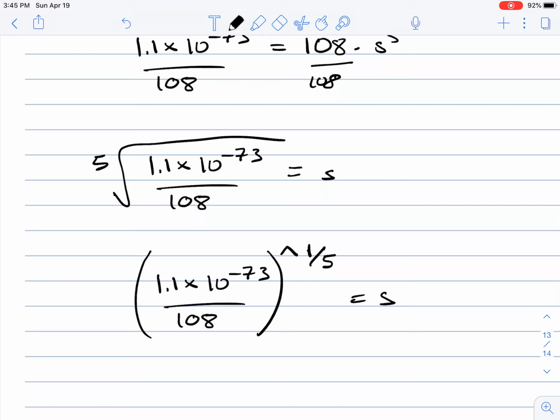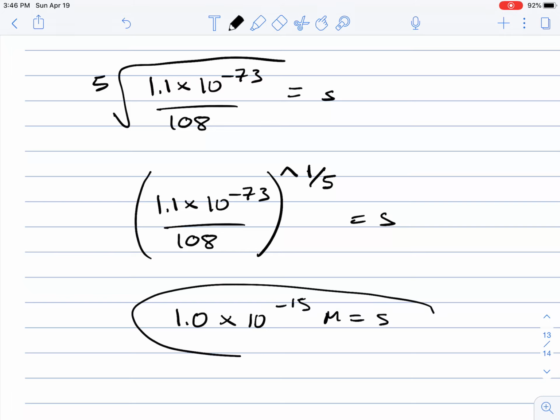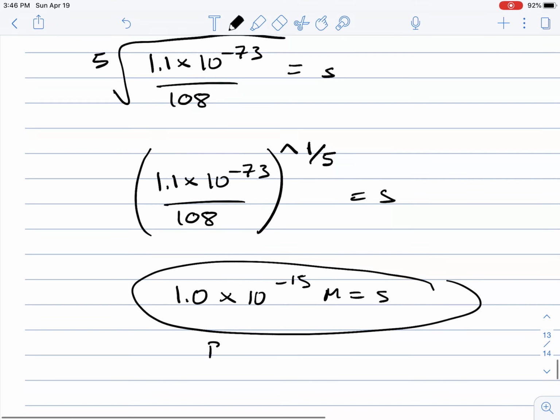So I have 1.1 times 10 to the negative 73. Divide this by 108. That's going to be 1.0185, etc., times 10 to the negative 75. And then I'm going to raise that to the 1 over 5 power. So I'm taking the 5th root, and I get 1.0 times 10 to the negative 15 molar. Okay, so this is my molar solubility for Bi2S3.